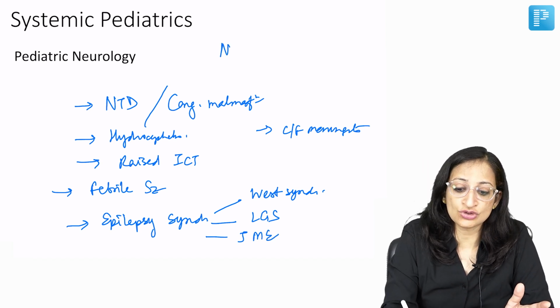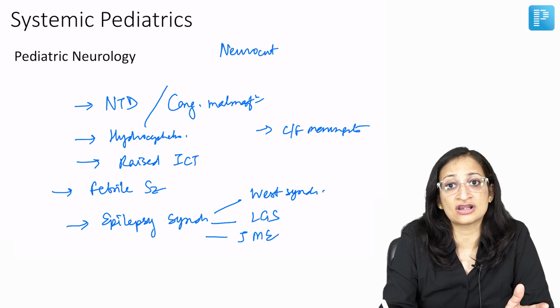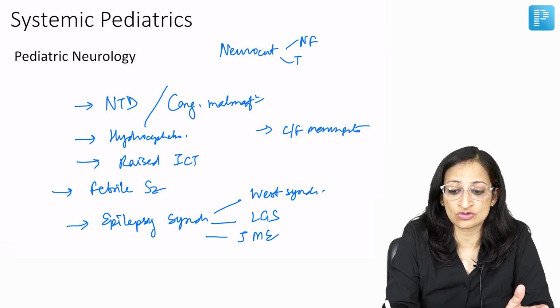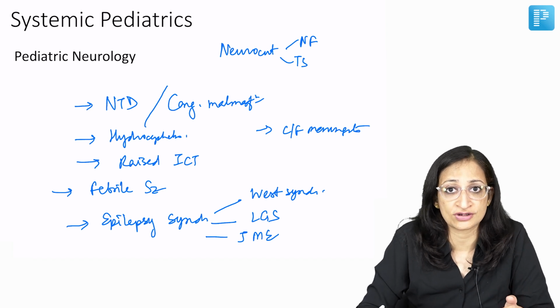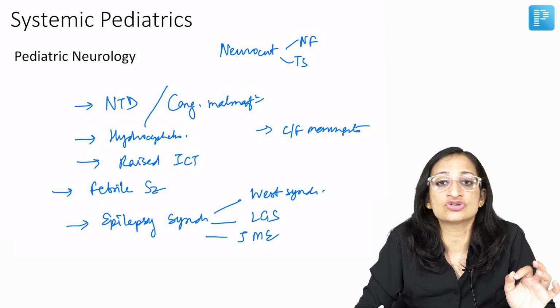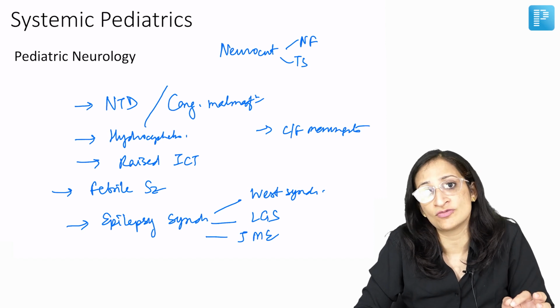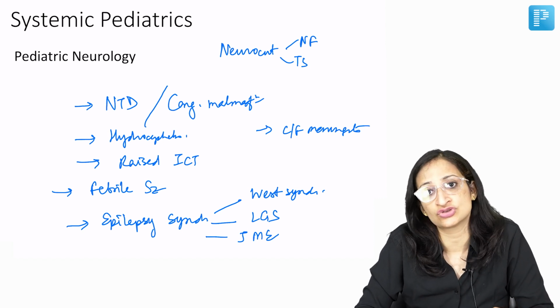Apart from that, the neurocutaneous disorders again are very important, like your neurofibromatosis, the tuberous sclerosis, and their diagnostic criteria are important ones. Brain death also, there was once a question related to the criteria of brain death in the INI-CET pattern, so that also you need to be aware of.